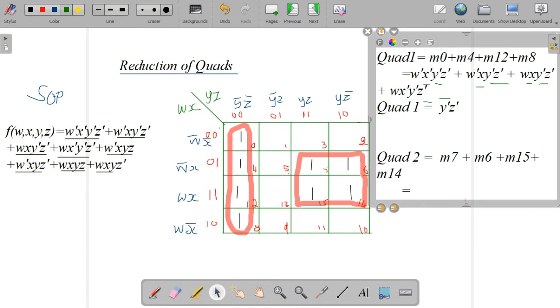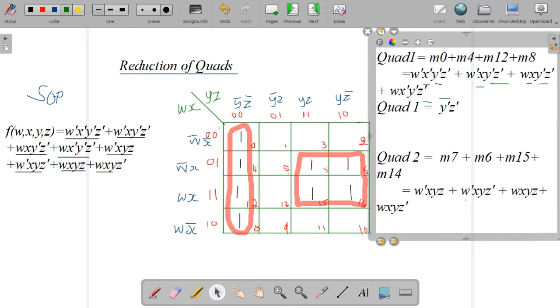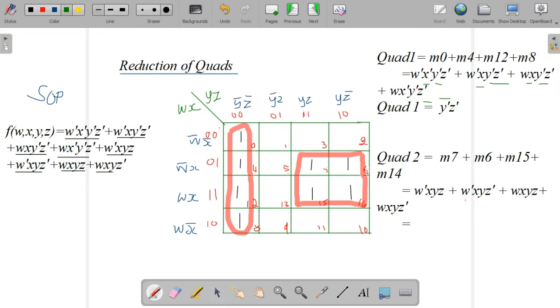What are they? M7, how do we have to write it? Like this, WXYZ. You know how to write, is it? W'XYZ plus M6 means W'XYZ' plus M15, WXYZ plus WXYZ'. So from this also you have to remove the complement, remove the variable or literal which changes the state from complement to uncomplement form.